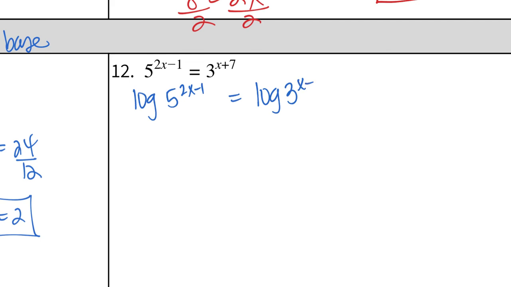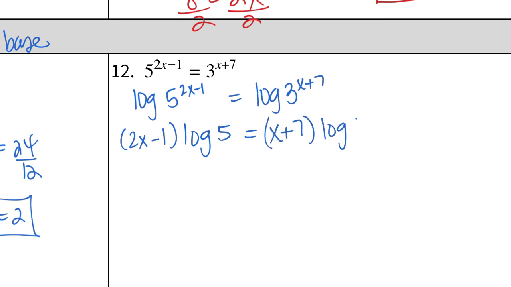Then you can use the properties of logarithms to help you solve. So for instance, I know that whenever I have an exponent, I can move it out front. And I'm going to do that for both sides. Okay, then, this is just regular multiplication. I'm going to distribute the log 5 and the log 3 to both things that are in those parentheses.